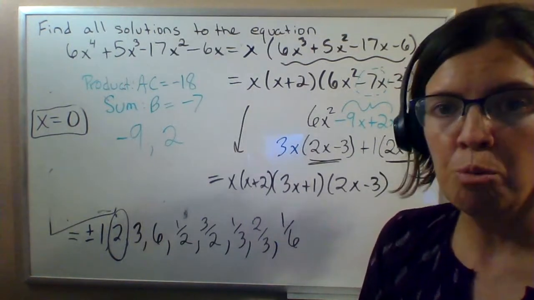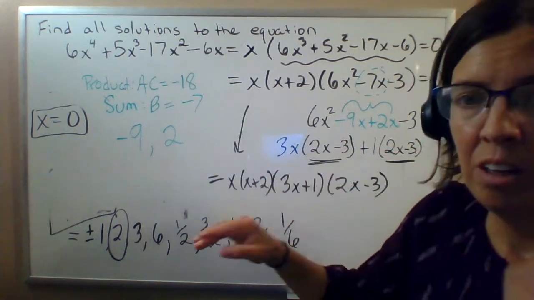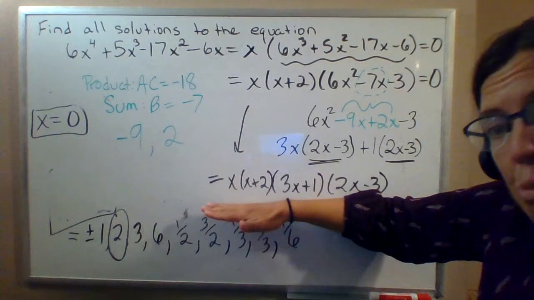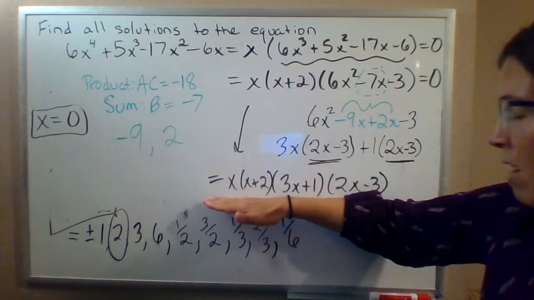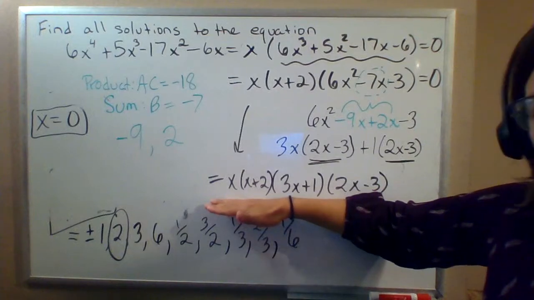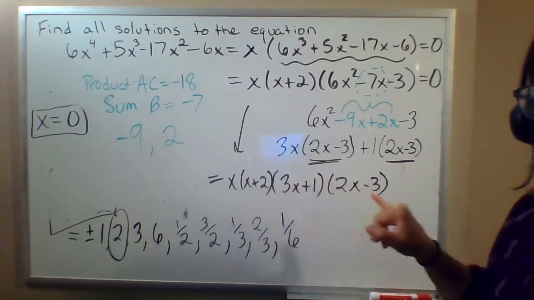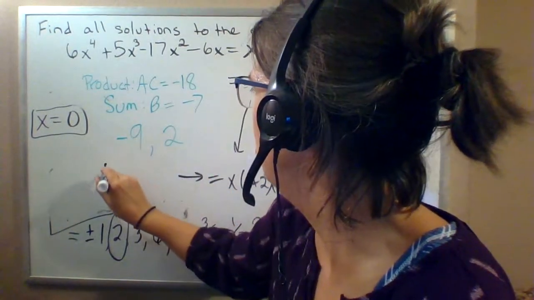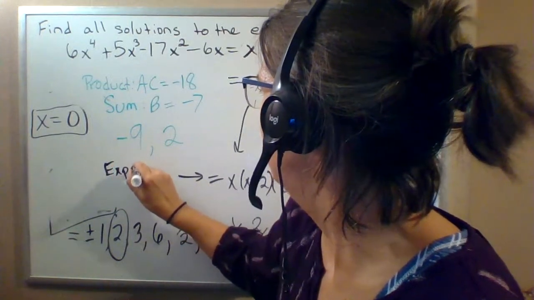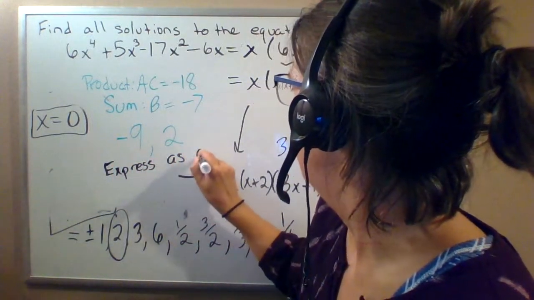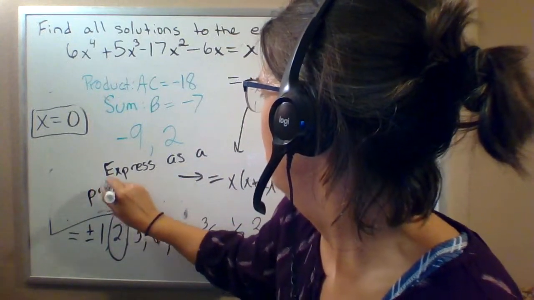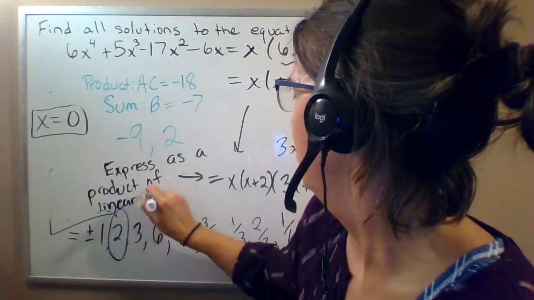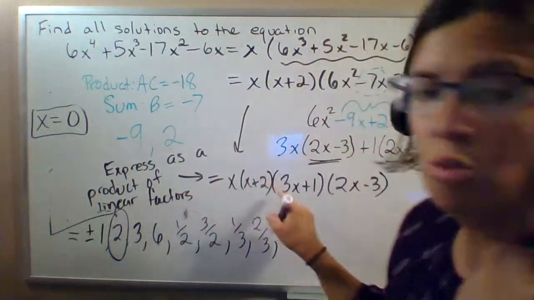Which, by the way, on some of your homework problems, you'll see the instruction express the polynomial as a product of linear factors. So if you're asked to express as a product of linear factors, you're being asked to get to this step right here. And this would be your answer. x times x plus 2 times 3x plus 1 times 2x minus 3. I'll put that in writing. So when you see that in your homework, you know what's expected. So the instruction with these will be express as a product of linear factors. Then this would be your answer.